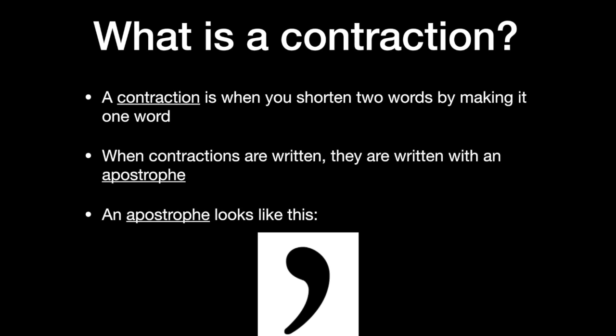So, what is a contraction? A contraction is when you shorten two words by making it one word. Another way to say this is you're just combining two words. When contractions are written, they are written with this thing called an apostrophe. And an apostrophe is just a punctuation mark. And on the bottom of the screen, this is what the apostrophe looks like.